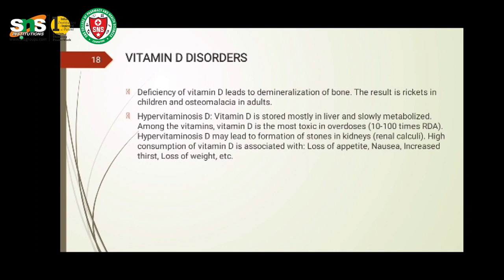Another condition is hypervitaminosis. Vitamin D is stored mostly in the liver and slowly metabolized. Among the vitamins, vitamin D is the most toxic in overdoses. That is, if you consume 10 to 100 times the recommended dietary allowance, hypervitaminosis D may lead to formation of stones in the kidneys, renal calculi. High consumption of vitamin D is associated with loss of appetite, nausea, increased thirst, loss of weight, etc.